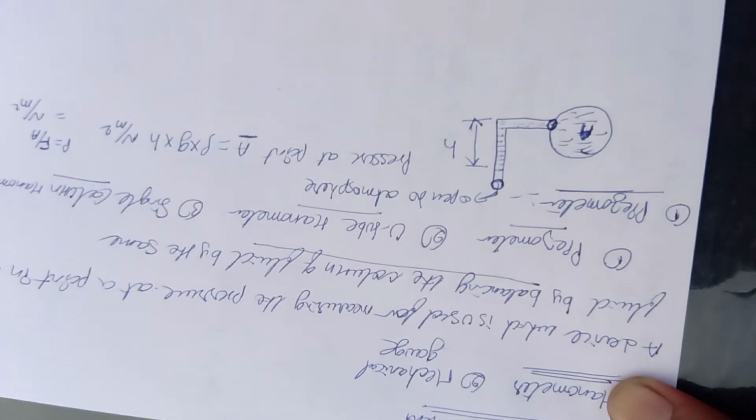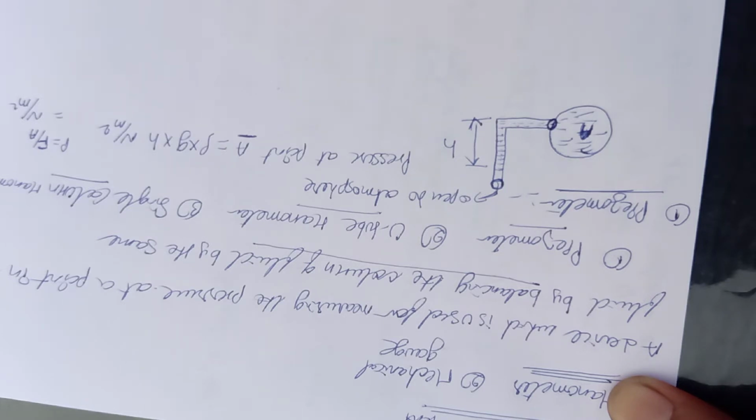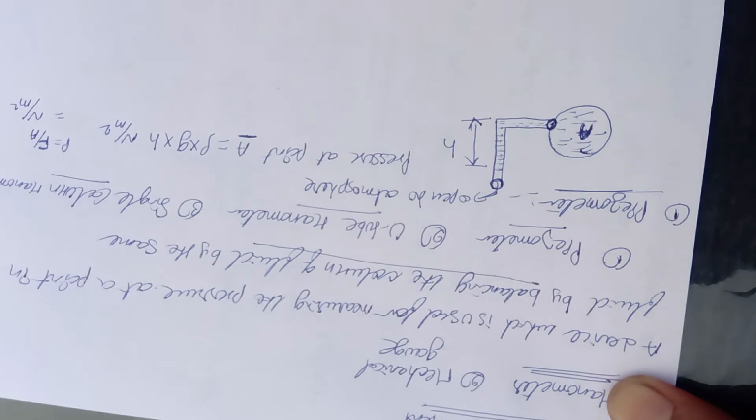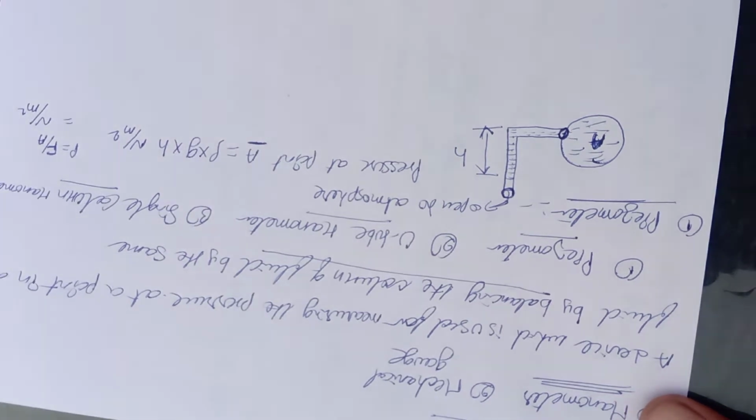Any doubt? So a piezometer is nothing but a device which is used to find the pressure at a point, one end of which is open to atmosphere and the other end is connected to the container in which the pressure is to be found. Any doubt? That is the piezometer.